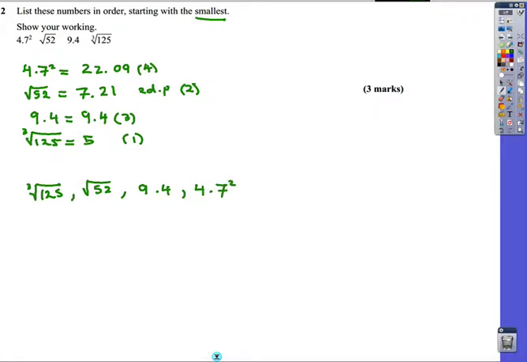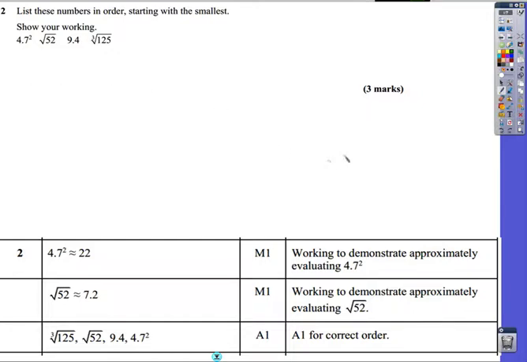Okay, quick look at the mark scheme. There's 3 marks involved. First mark is for working out 4.7 squared. Now it says approximately, but we have a calculator in hand, so we don't really need to do it approximately. Root 52 is 7.2, and your last one is your accuracy mark, which is writing them in order.